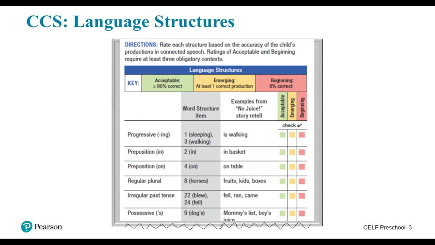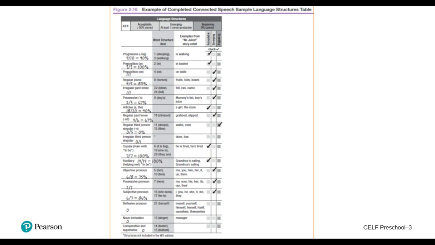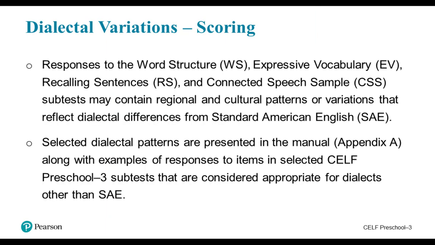Emerging use of a language structure indicates the child is in a transitional stage of development and demonstrates at least one correct production. And the beginning use of a language structure indicates the child has not yet developed a skill and is unable to apply the structure in appropriate situations. Here's an example of what that rating table for language structures looks like in the CELF Preschool-3 record form.